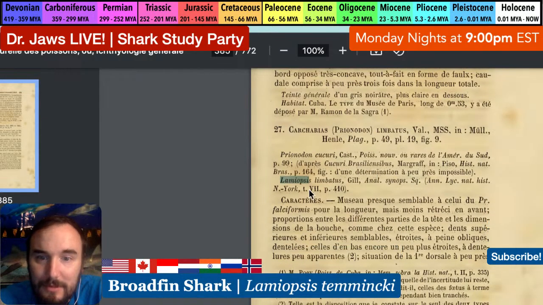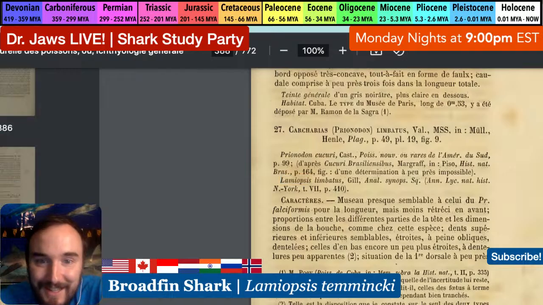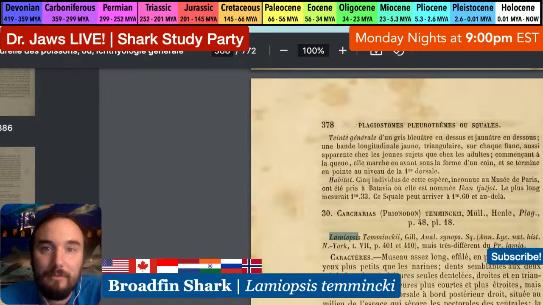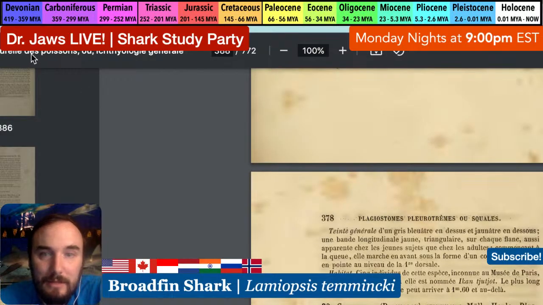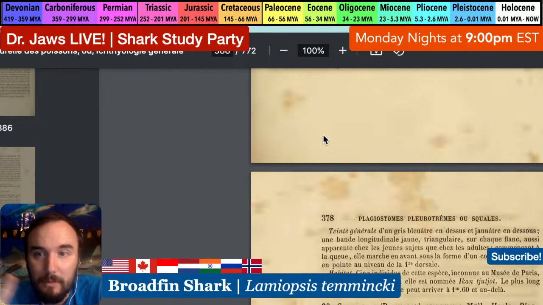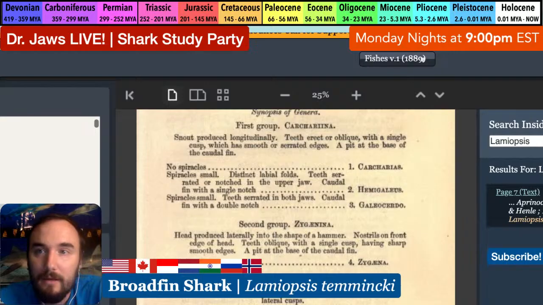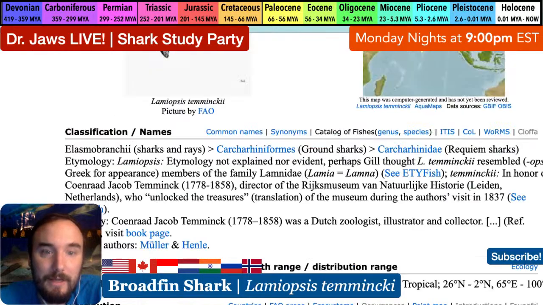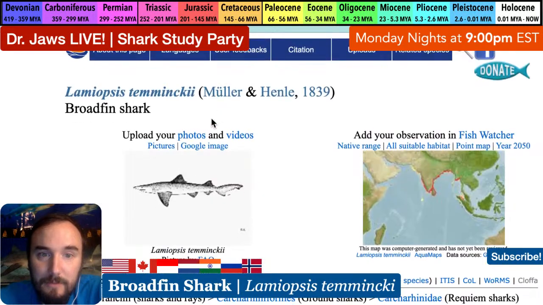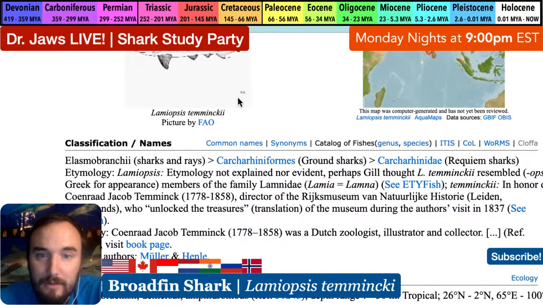This one has a little bit more information, but it is in French, so yeah, I don't think I'm going to get more older English text. But what's really cool, again, is that a lot of the original works, and some of the greatest works in ichthyology from the 19th century, are publicly available, and they're available to see online, which is very exciting. Yeah, so we'll go back to the FishBase article on the broadfin shark.